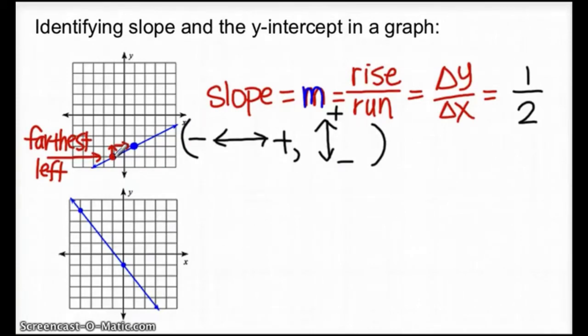In my second example, my farthest left point is over here. It has the most negative x value, and I'm going to rise. Rise sounds like I'm always going to go up, like a balloon, but that's not the case. Rise can go up or down. So I am going to go down 1, 2, 3, 4, 5. So I went down 5, and I'm going to go right 1, 2, 3, 4. I went positive 4. So m equals rise negative 5 over run 4.